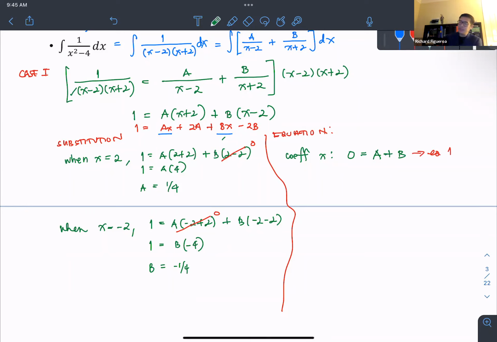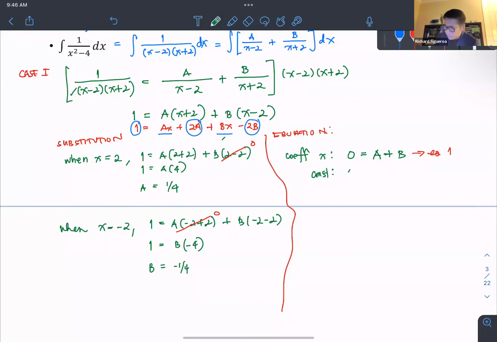Since there are two values that I need to determine, a and b, I need another equation. The other equation can be taken by equating all the terms involving constants. So what are all the terms that involve constants? 1 is constant. A and B are constant. So therefore 2A is constant, 2B is constant as well. So those are all the constants, and then we equate them.